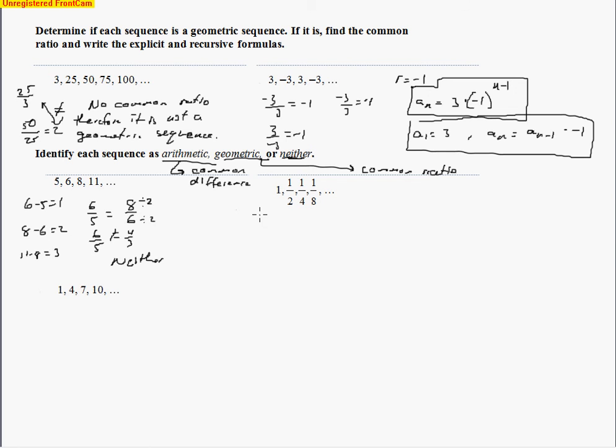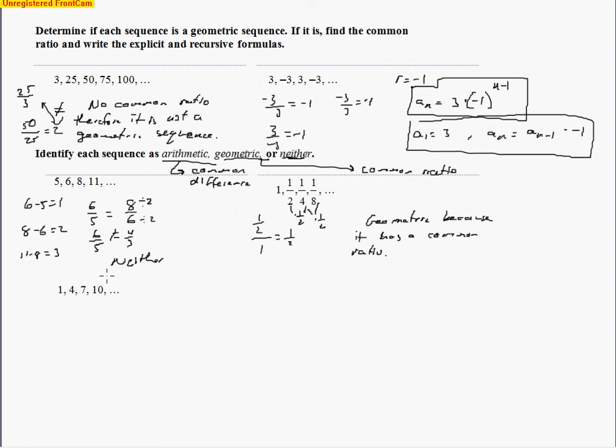On the next one, we look at the numbers, and how do we go from 1 to 1/2? Well, 1/2 divided by 1 is just 1/2. So everything should have a ratio of 1/2. See, if you multiply by 1/2, 1/2 times 1/2 is 1/4. Yes, this works. And then times 1/2 again makes 1/8. So yes, this is geometric because it has a common ratio.